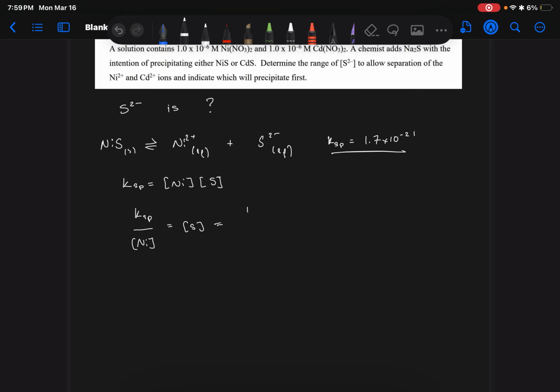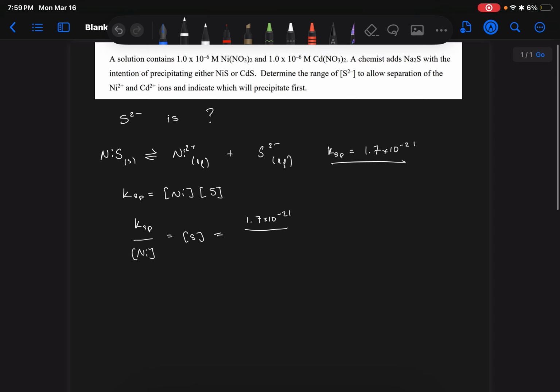So what's the Ksp? 1.7 times 10 to the negative 21 over the nickel concentration. We have that in the very first value. This is 1.0 times 10 to the negative 6 molar. And now we just have to solve that. Once we plug that in, we should get a value of 1.7 times 10 to the negative 15 molar.